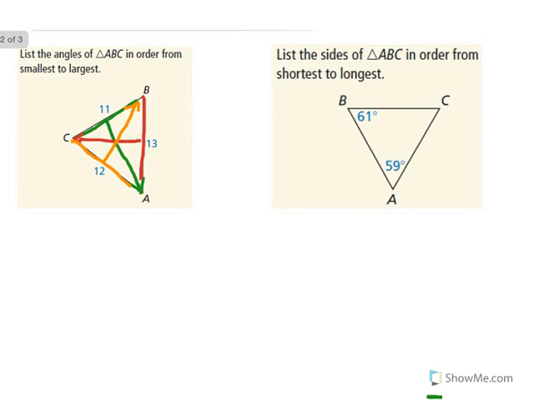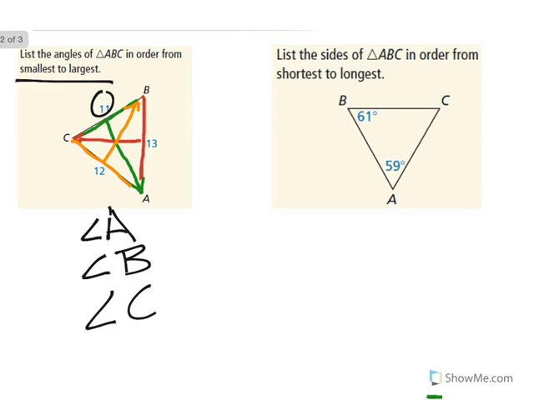So if we want to go in order from smallest to largest, let's think smallest. Which one's the smallest side? Of course, it's the side that is the 11. The 11 is our smallest side. And what angle does the 11 go with? It goes with angle A. If we go from smallest to largest, next, after 11, we have 12. 12 goes with angle B, so it would be our next largest. And then we have side length BA is 13, and it goes with angle C. So this would be writing them in order from smallest to largest.